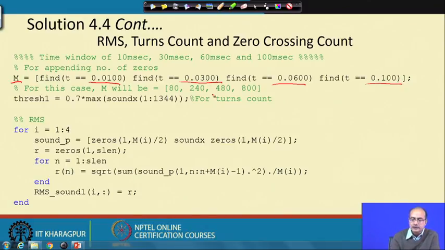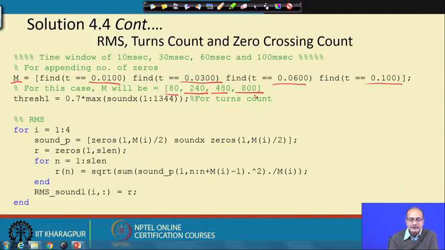So, that is the way we get the different values of number of samples. We can directly also get that, and the corresponding value that we get is, for 10 millisecond it is 80 samples, then 240 for 30, 480 for 60 and 800 for 100 millisecond. Okay. That we could directly get also from the sampling frequency. So, here it is done in a little different way.